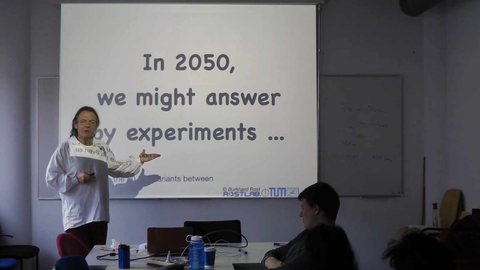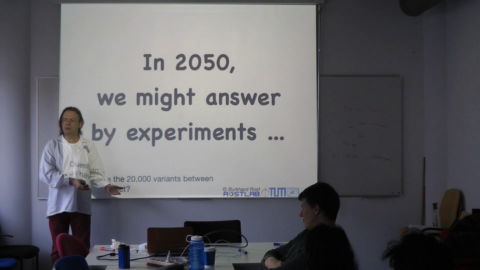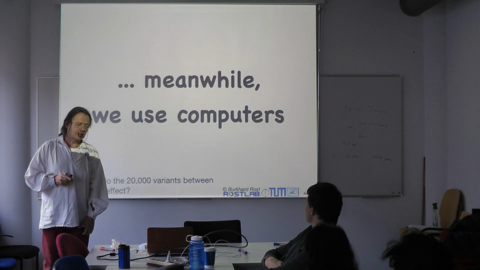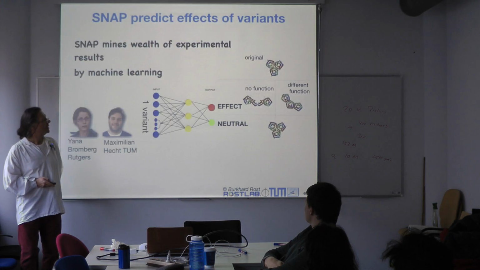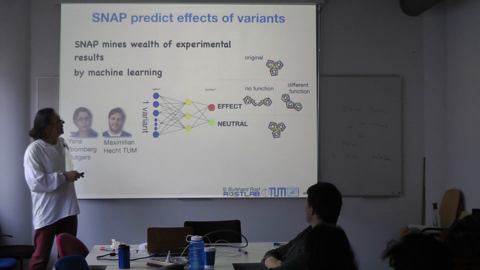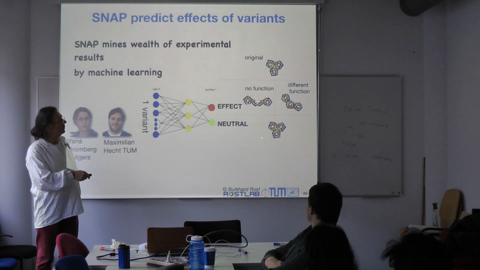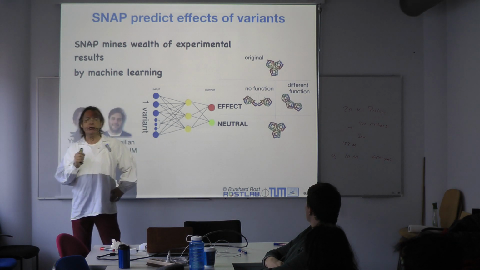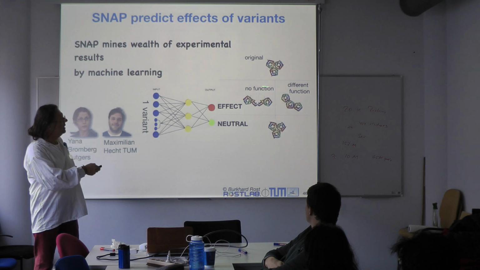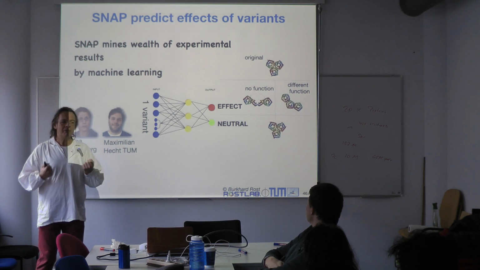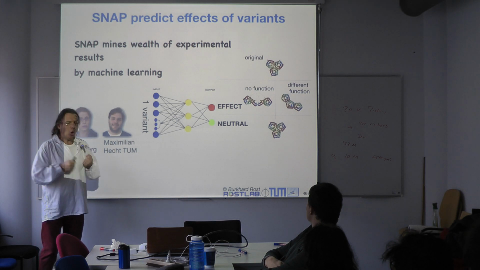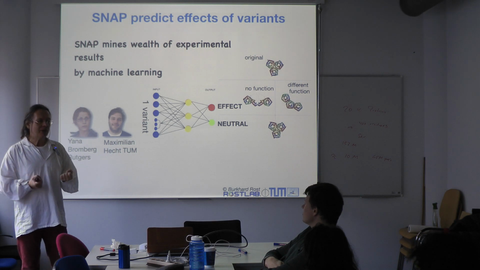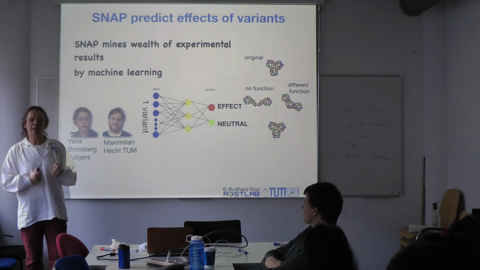So to answer the question of whether these 20,000 matter or not, we cannot fall back on experimental information, but we can use the computer. That's the method SNAP, developed by Jana initially, and then by Max. It predicts whether there's an effect or not. Now, what I didn't talk about so far is that effect can mean two different things. Effect may mean that this protein breaks up and no longer functions. Effect may also mean that the protein functions differently, so it gains a new function. It does something else. This is also an effect.